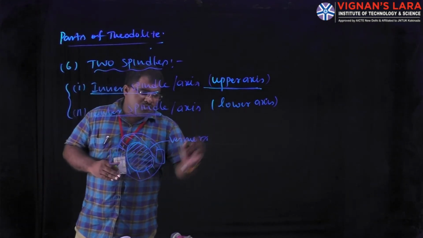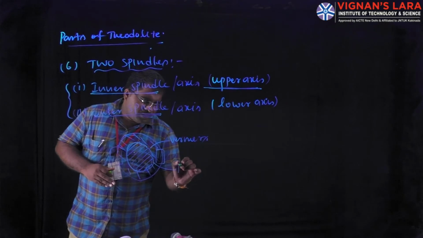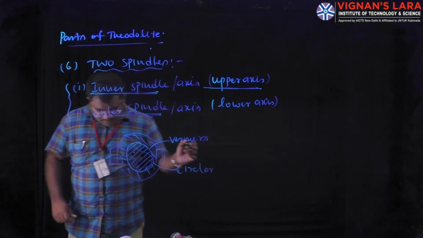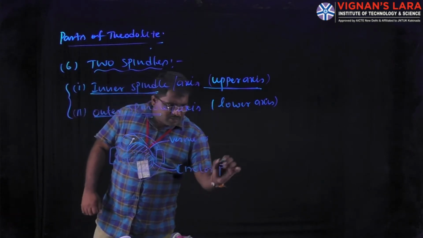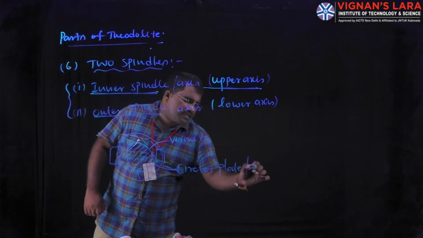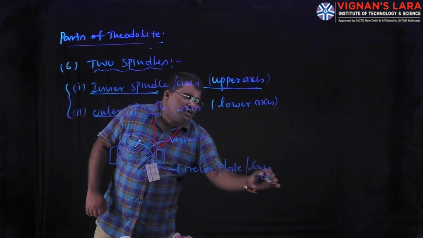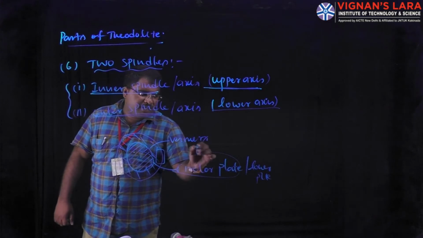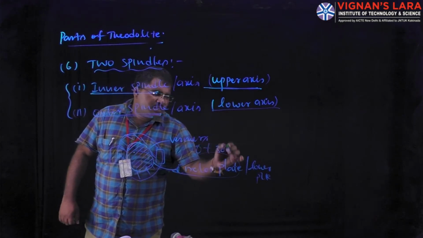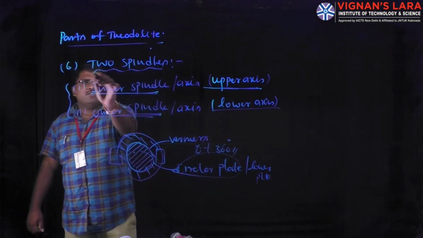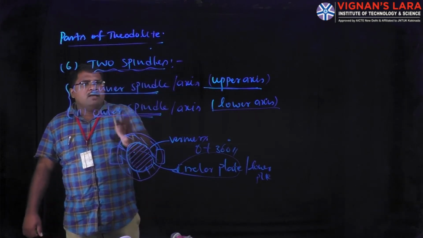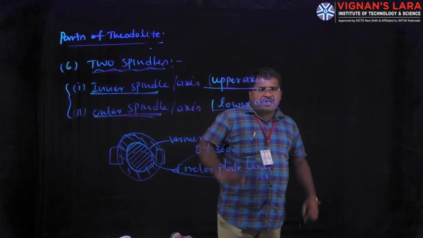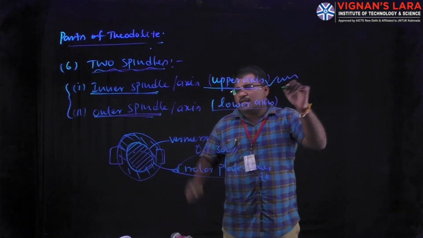It also has a circular plate, which is also called the lower plate. That's why it is called the lower axis. This circular plate normally has angles from 0 to 360 degrees. So of the two spindles, one is the inner spindle or inner axis, which we also call the upper axis. It has the two verniers on either side.